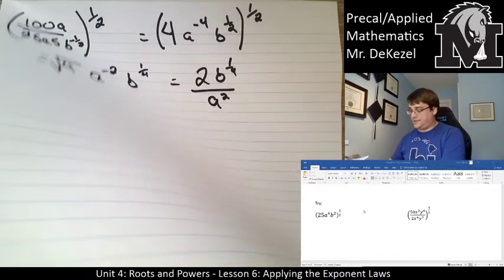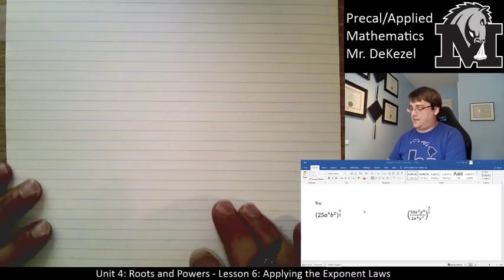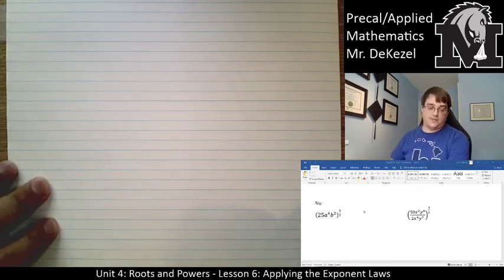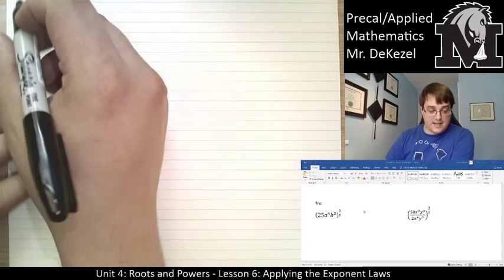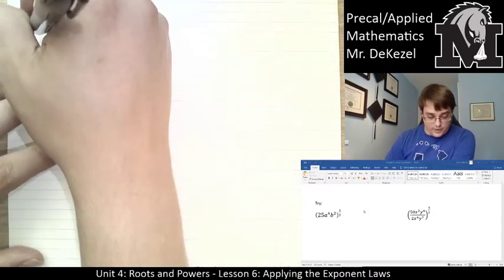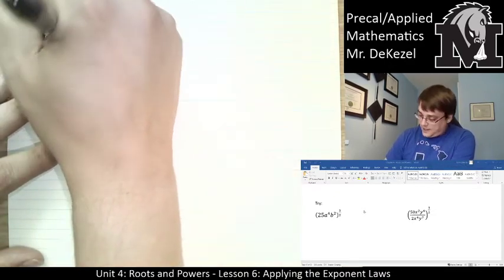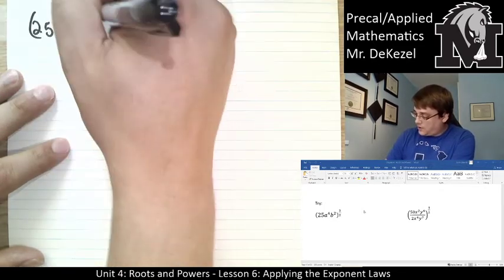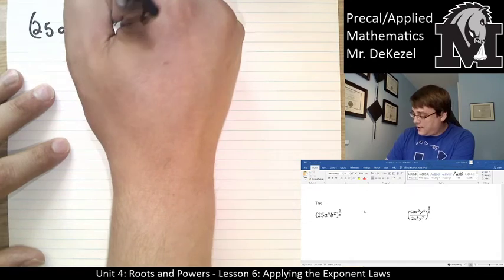Okay. Let's do this thing. This is the last try it on your owns for this unit. There's some do nows for you to do, and then it's the test. So let's try this. We have 25, a to the power of 4, b to the power of 2, all to the power of 3/2.